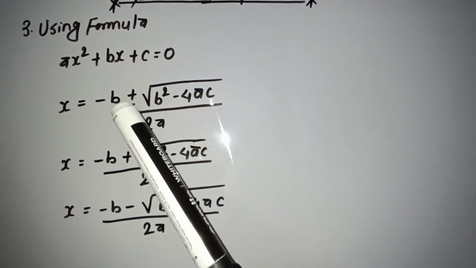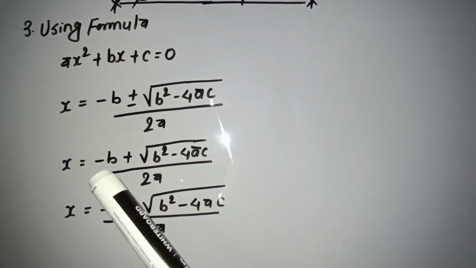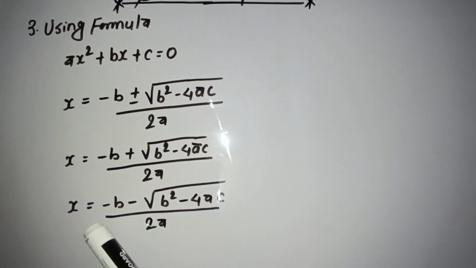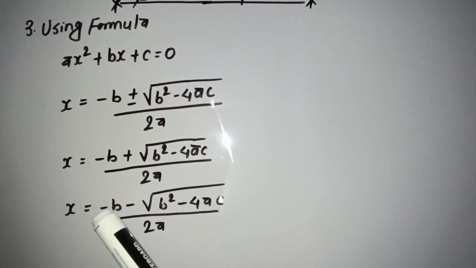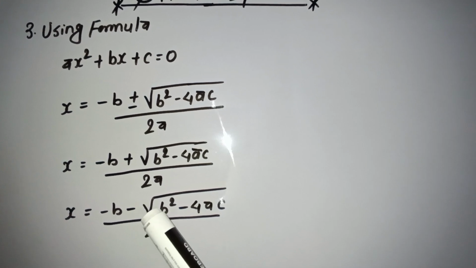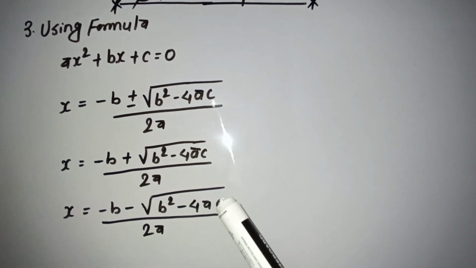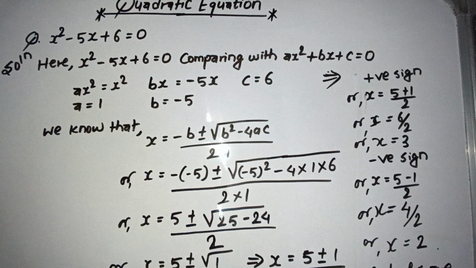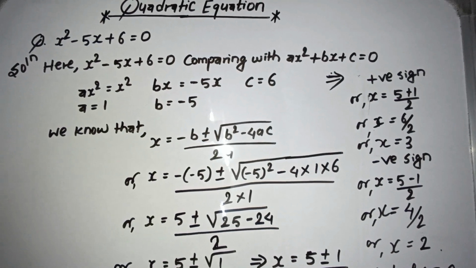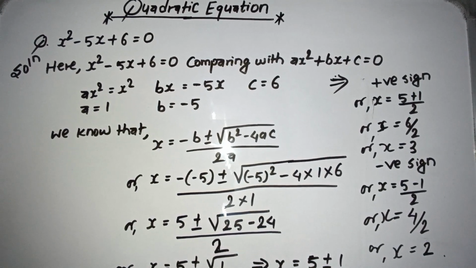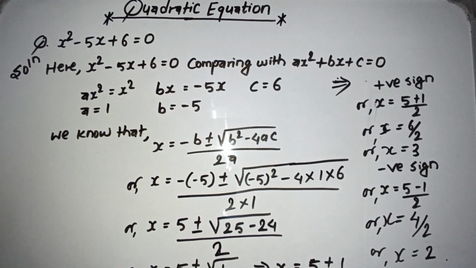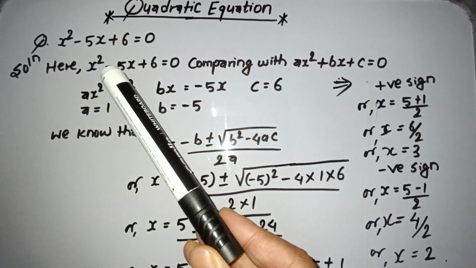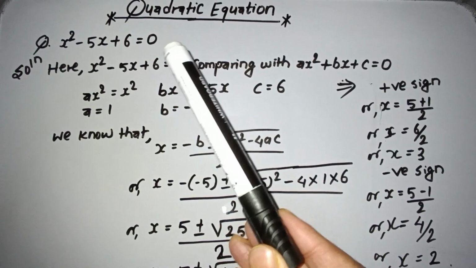Here is the plus and minus, so first we take positive sign, then we take negative sign, that is x is equals to minus b minus under root b square minus 4ac whole divided by 2a. We are going to solve a numerical problem which is based on quadratic equation by using formula. In question, x square minus 5x plus 6 is equal to 0.